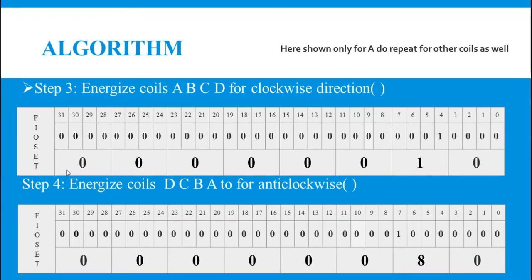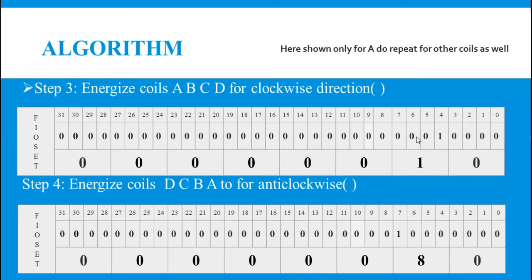And next, if you want to energize the coils in the stepper motor for clockwise direction, then you have to use the FIOSET register and the corresponding pins are, sorry, 4, 5, 6, 7. So if you want to energize coil A, then you need to send logic 1 via the 4th pin so that the corresponding value becomes 0x00000010. And if you want to energize coil B, then you have to make the 5th bit of the register 1 and the remaining 0. If you make the 5th bit 1, the value becomes 0x20.